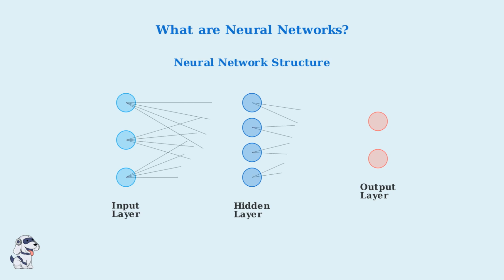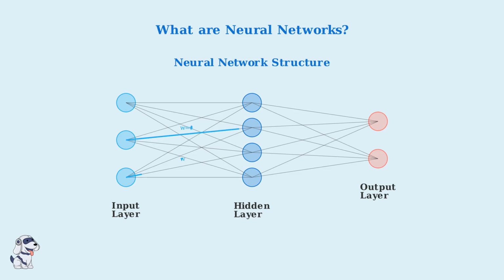The neurons in each layer are connected to neurons in the next layer. These connections have weights, numerical values that determine the strength of the connection between neurons. During training, these weights are continuously adjusted to help the network learn patterns and make better predictions. This process of weight adjustment is what allows neural networks to improve their performance over time.